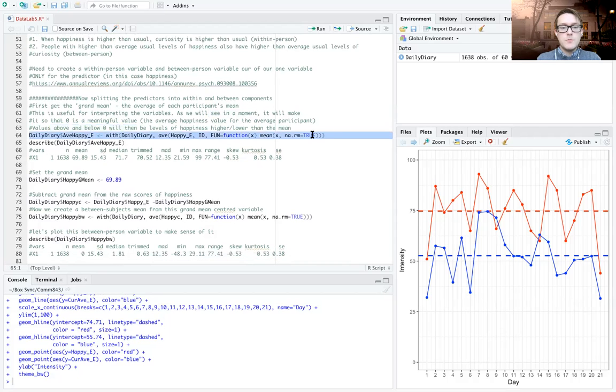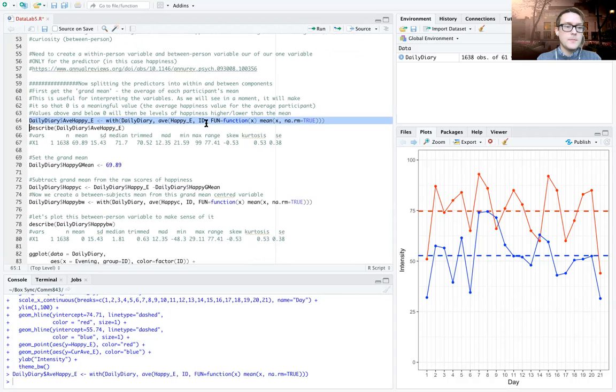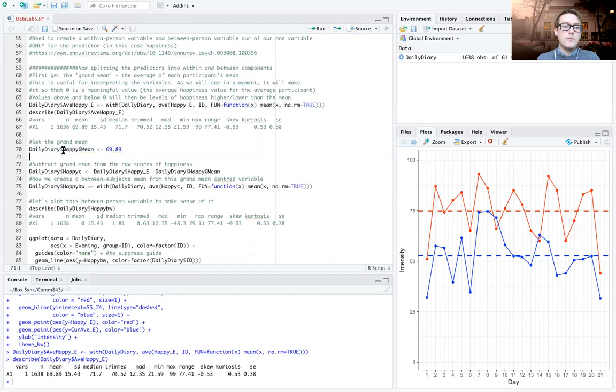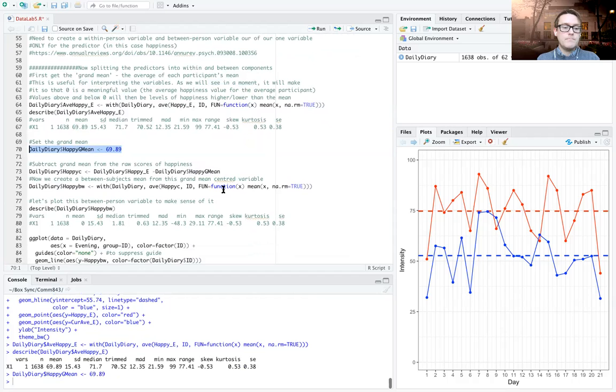We've used this function before. We're just taking the average of each person's happiness, and we can describe that. The average level of happiness in the data set is 69.89, and we can set the grand mean just by creating a new variable called happy grand mean at 69.89, which was the mean up here.